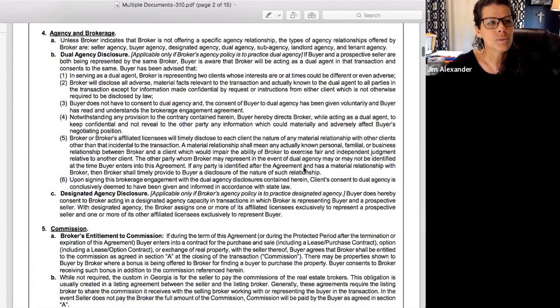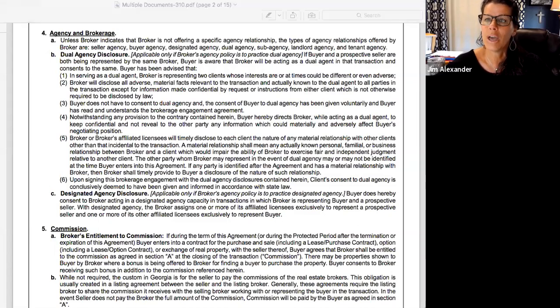Perfect. Dual agency, just so that we're on the same page, would be when you've got a listing and a buyer walks in and says, hey, I want you to represent me too on this transaction. And if both parties agree to it, then you can be in a dual agency relationship. Like I said earlier, we don't like it because it's really hard to represent somebody to the fullest if you've got to do that with both ends of the transaction.